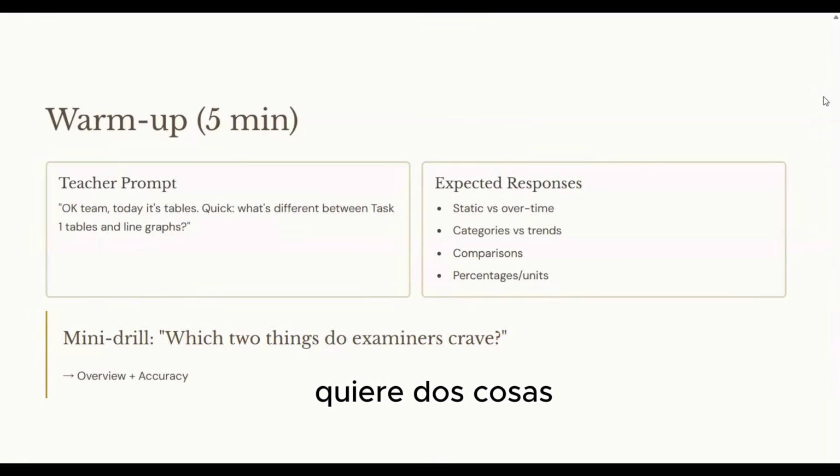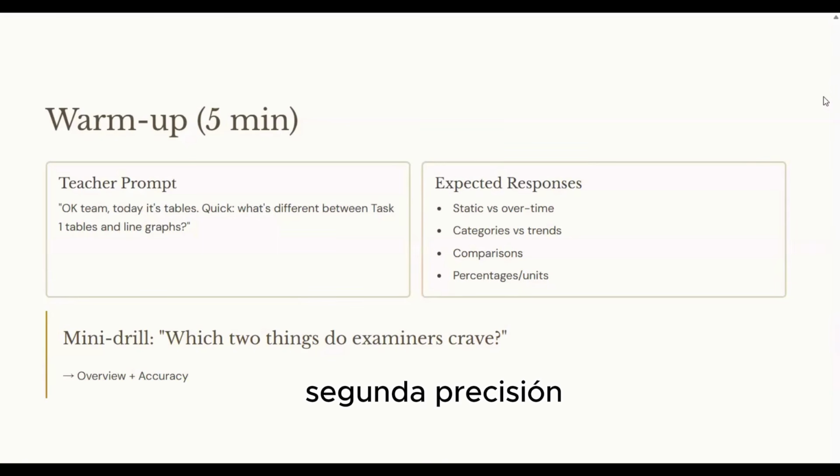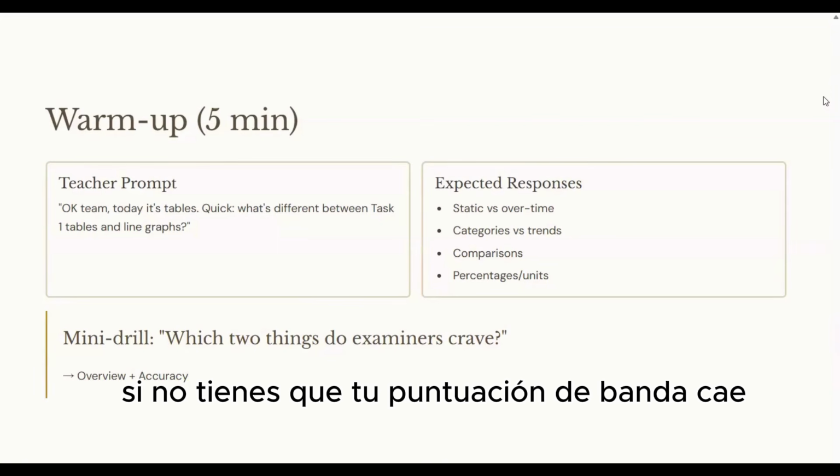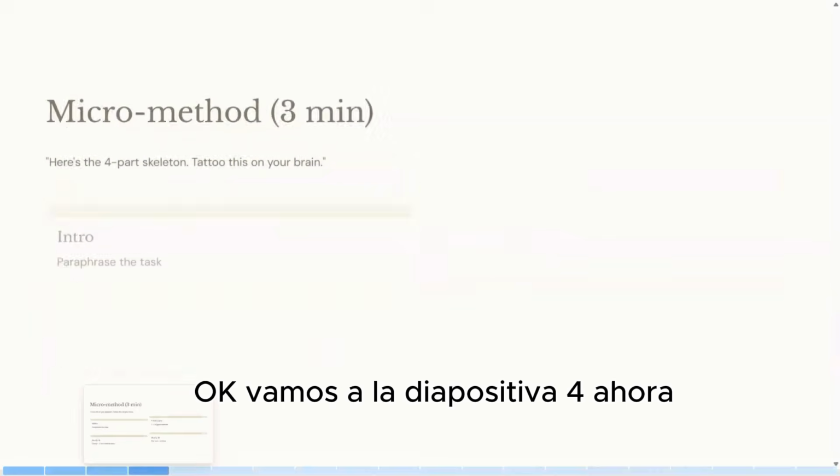And the IELTS examiner wants 2 things. First, an overview, very well done. Second, accuracy. If you don't have that, your band score drops. Okay, let's go to slide 4 now.